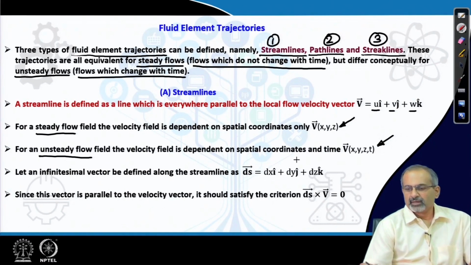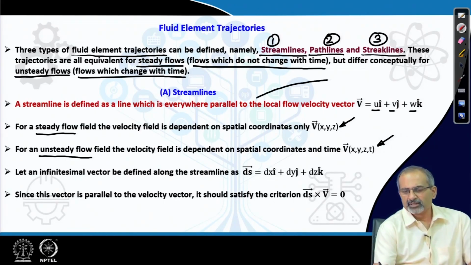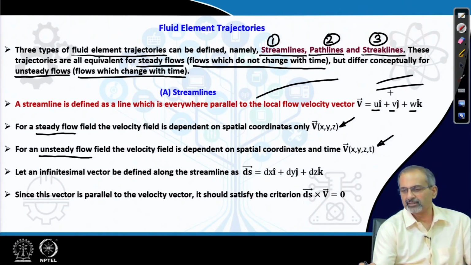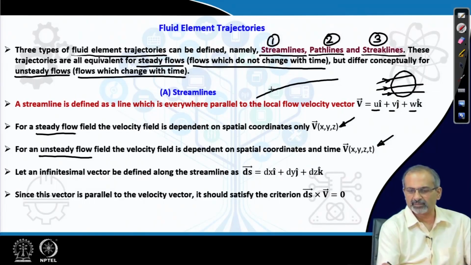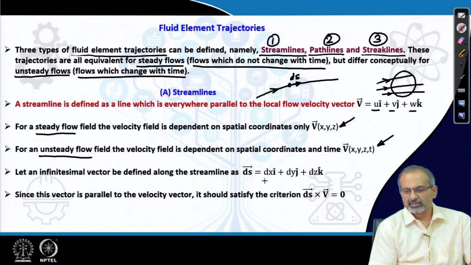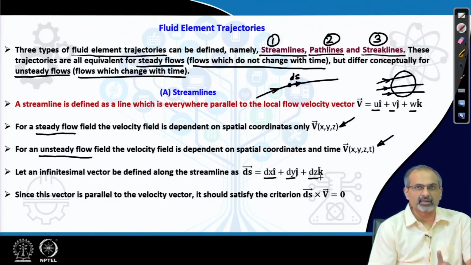Now, let us assume this streamline to be a curve. If you remember, in the previous slide also, we had drawn a couple of them like this when they were moving through the control volume with arrows. So, we are just drawing one of them over here with an arrow, and let us define an infinitesimal vector along that streamline. We pick a point and define a very small vector ds along the streamline. It would have differential length scales involved along the 3 directions.